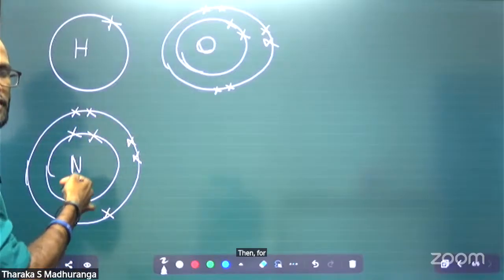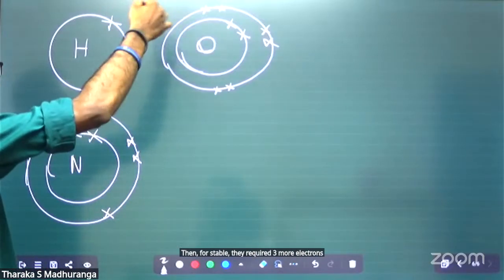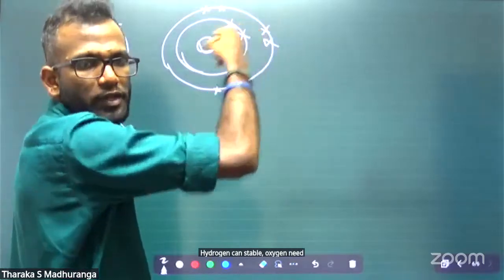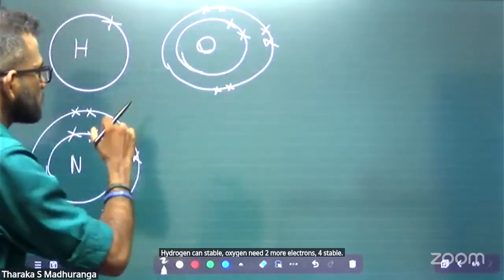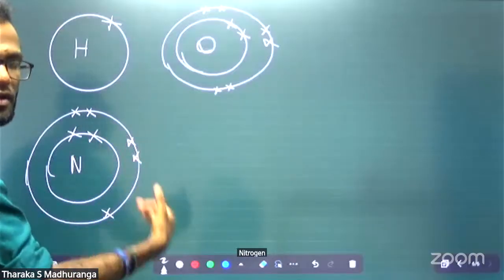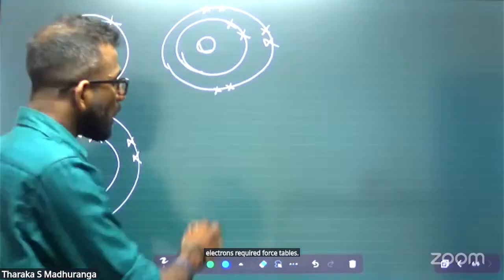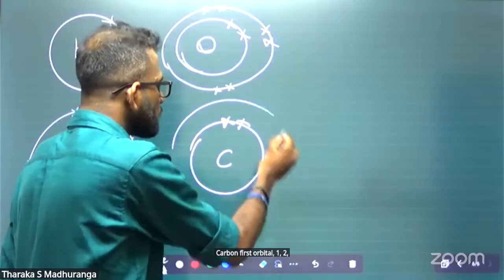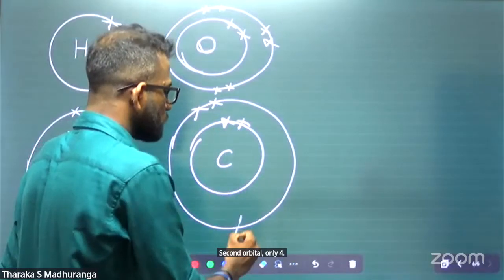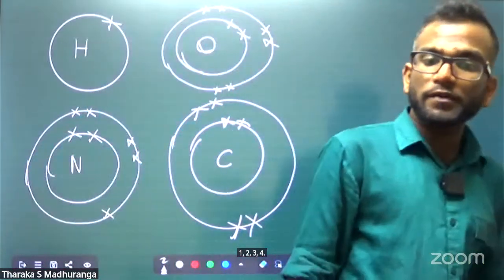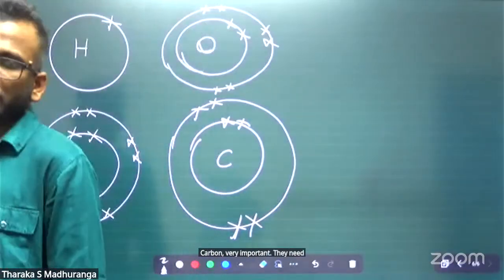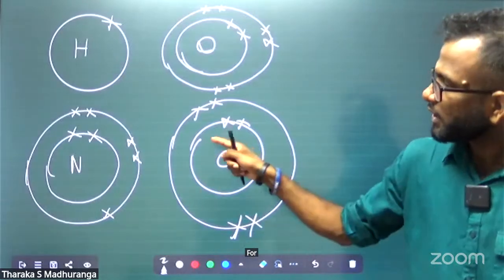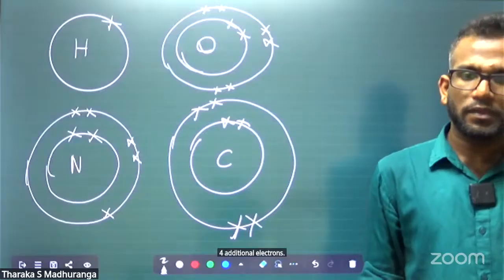Then for stability, nitrogen requires 3 more electrons. For hydrogen, it requires 1 more electron, then hydrogen can be stable. Oxygen needs 2 more electrons for a stable state. Nitrogen, 3 electrons required for stable. Carbon, very important. Carbon has first orbital 1, 2, second orbital only 4. 1, 2, 3, 4. Carbon needs 4 additional electrons for its stable state.